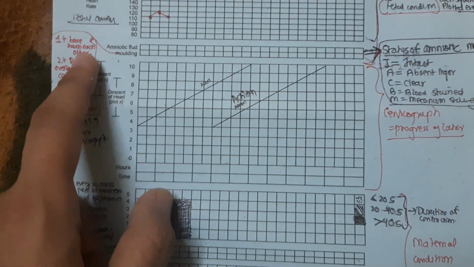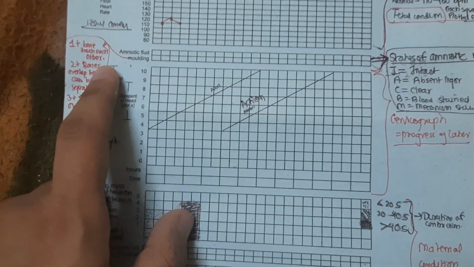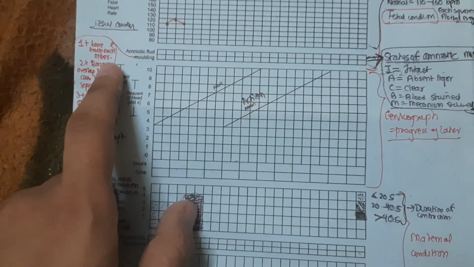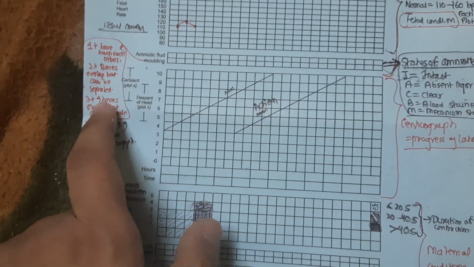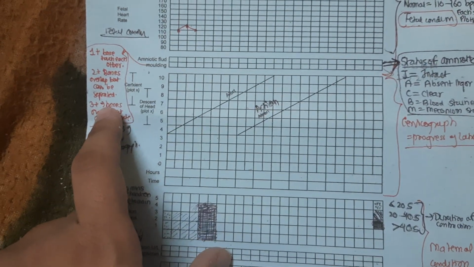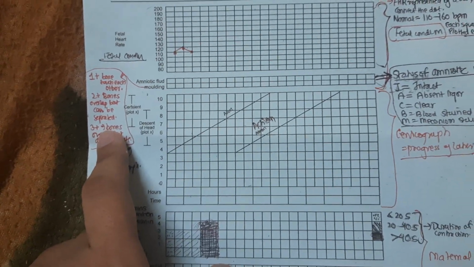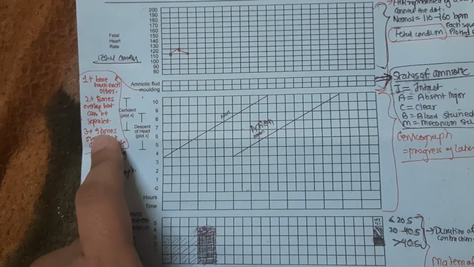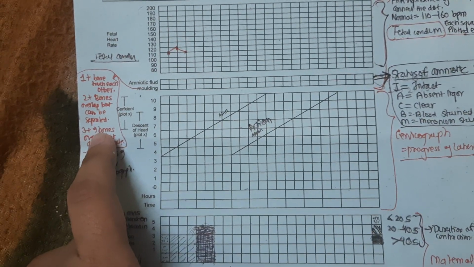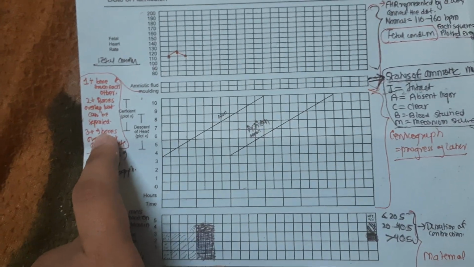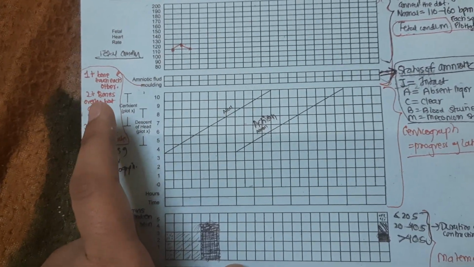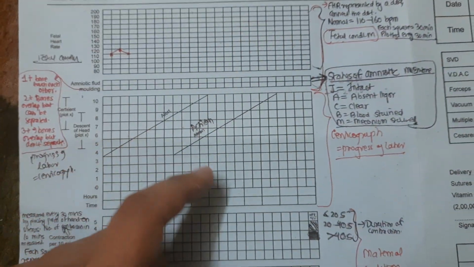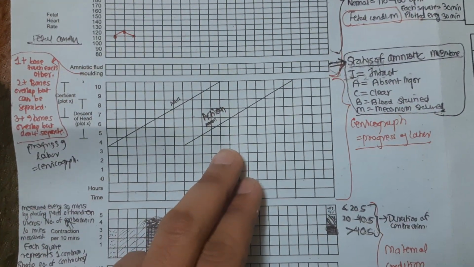A molding of 1+ means it is a physiological condition, and if there is 2+ or 3+, then it signifies obstructed labor. And if there is molding with slow progress of labor, that is, dilatation less than 1 centimeter per hour, then that signifies cephalopelvic disproportion. So now we have to go for the middle part.